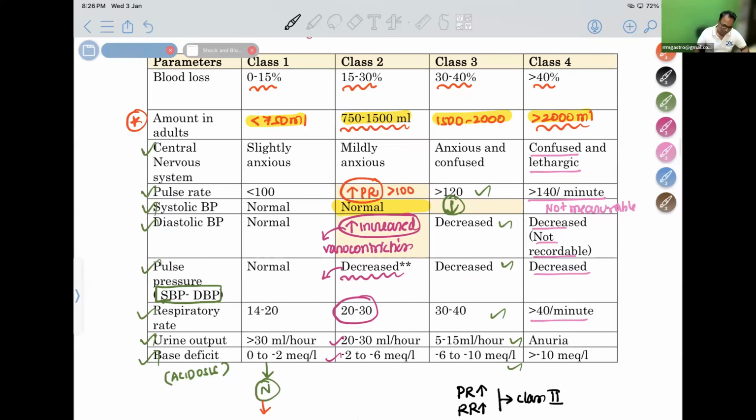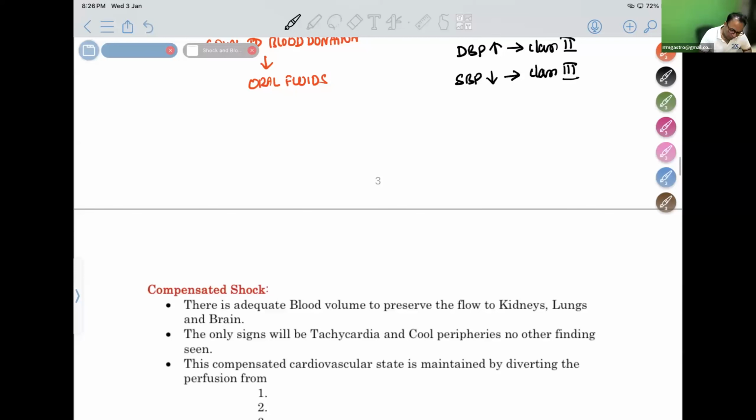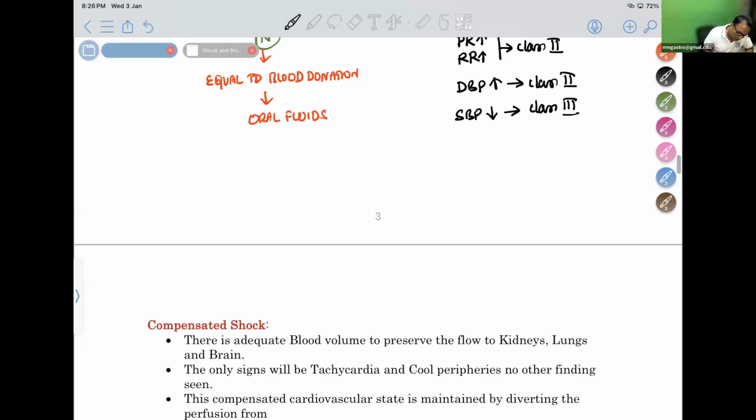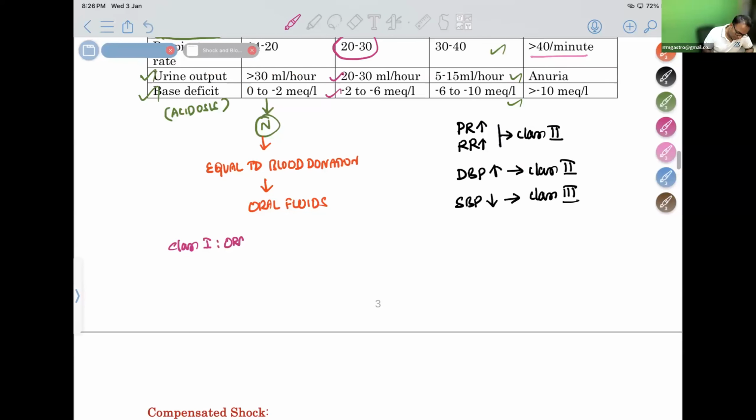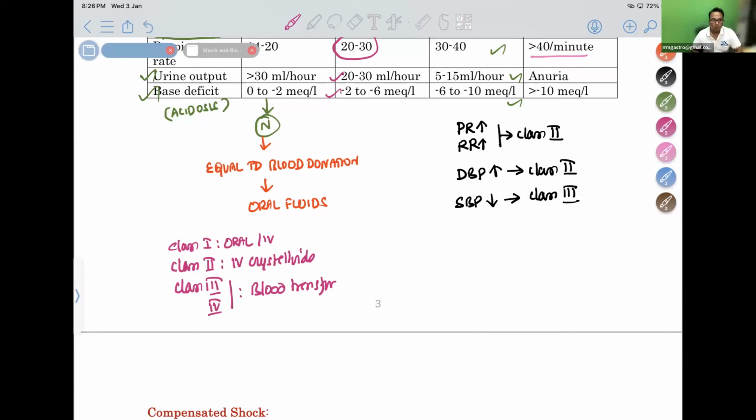Now starts the very important concept. For a patient who is having class 1 shock, what is the management? Class 1 shock, I told you, oral fluids or IV fluids can be given. Class 2 shock, you have to give IV crystalloids, 750 to 1500 ml. Class 3 and 4 will essentially need blood transfusion. Class 1 oral and IV fluids, IV crystalloids for class 2, and blood transfusion for class 3 and 4.